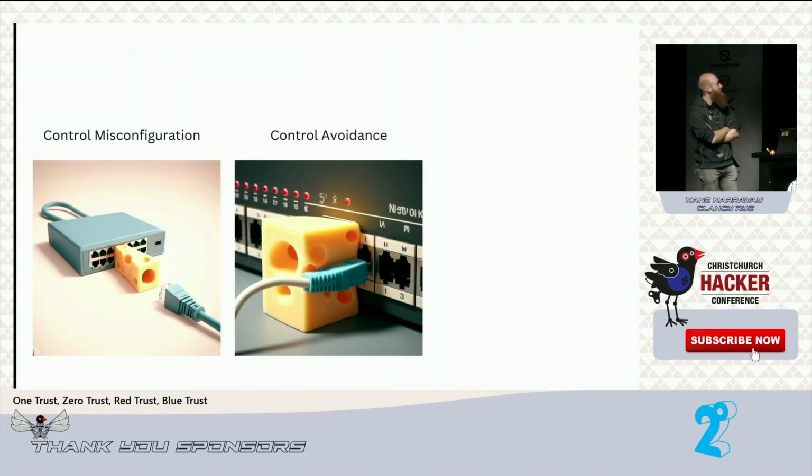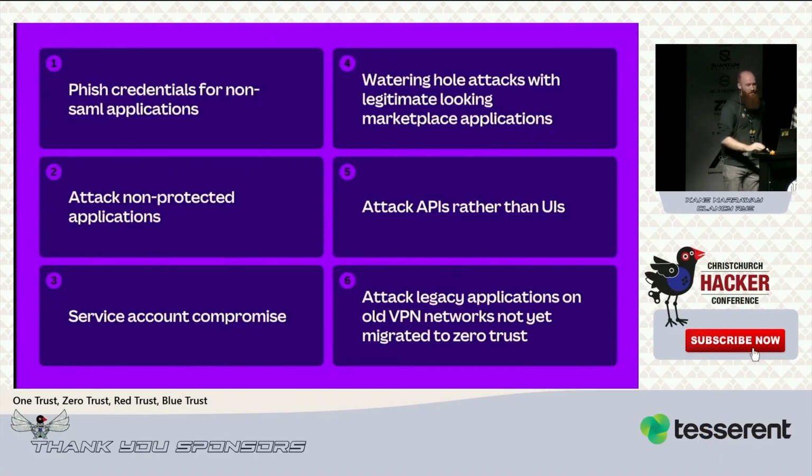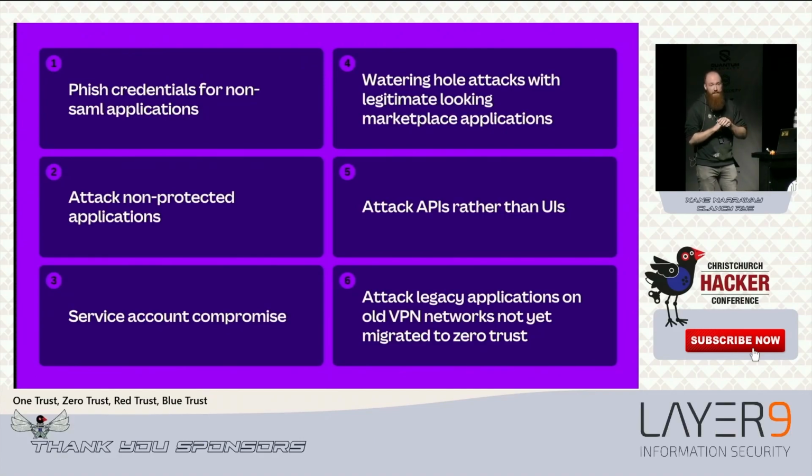Now I've got control avoidance, which is just going around the cheese in this case. I won't dive into this too much, but generally speaking, zero trust is user and device focused. What I mean by going around the cheese is don't target users and devices. Look at APIs, applications, service accounts, because these things will not be protected by these controls, and so you will just not be blocked.